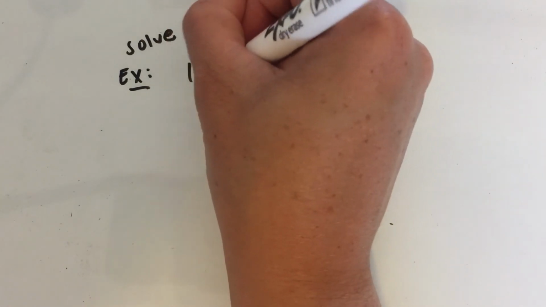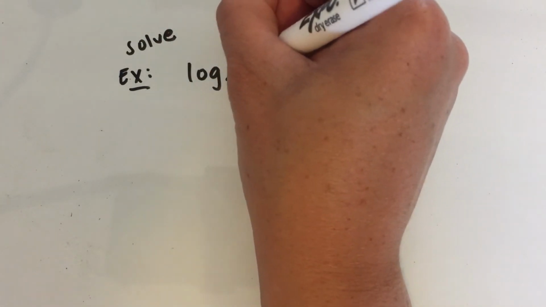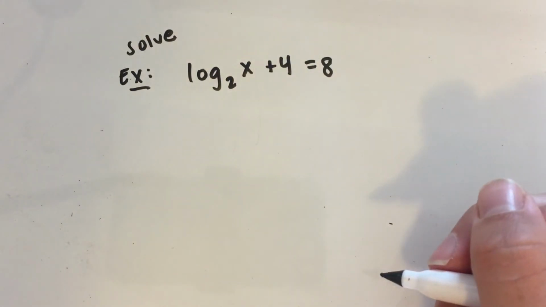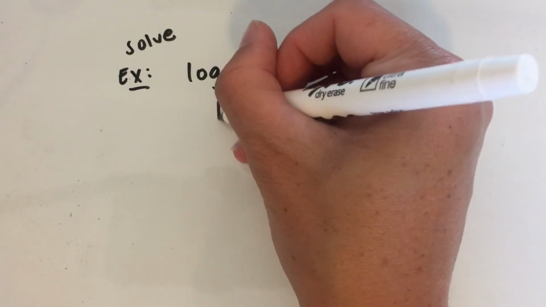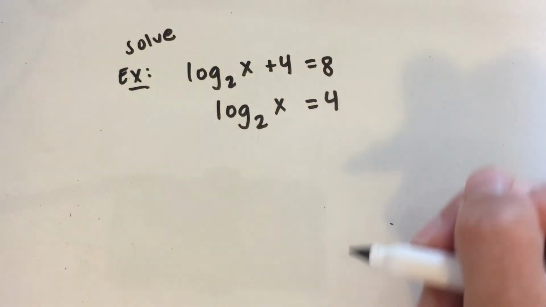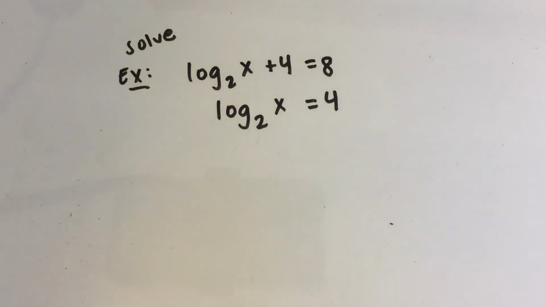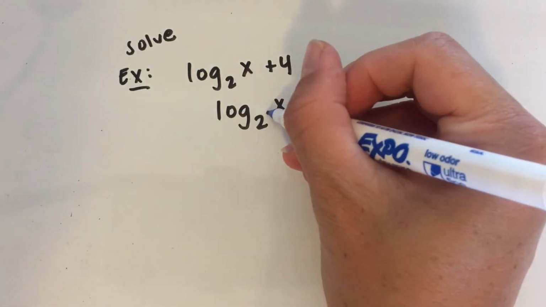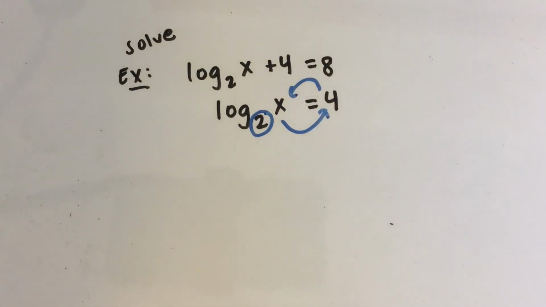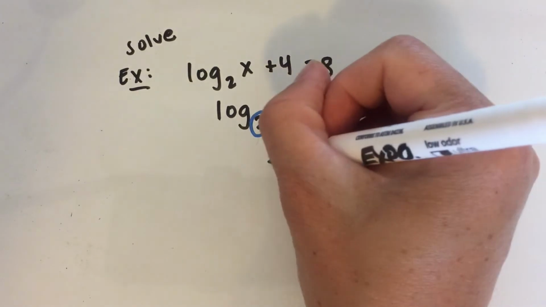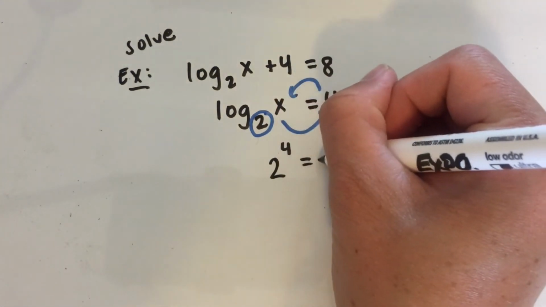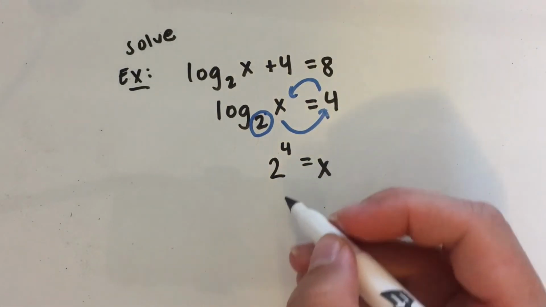Now the next problem asks, we have log base 2 of x plus 4 equals 8, and we want to solve for x. So here first we can subtract 4 from each side, and we get log base 2 of x equals 4. And now rearranging this into exponent form, we get 2 to the 4 equals x. And 2 to the 4 is 16, so x equals 16.